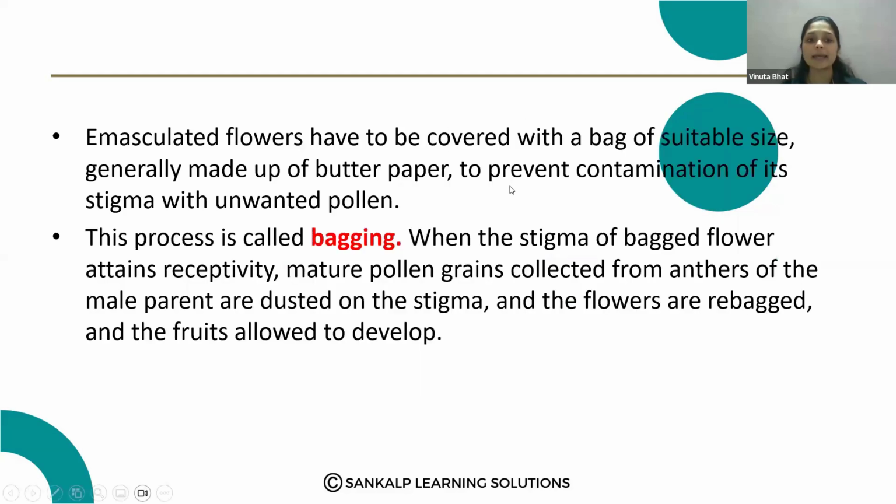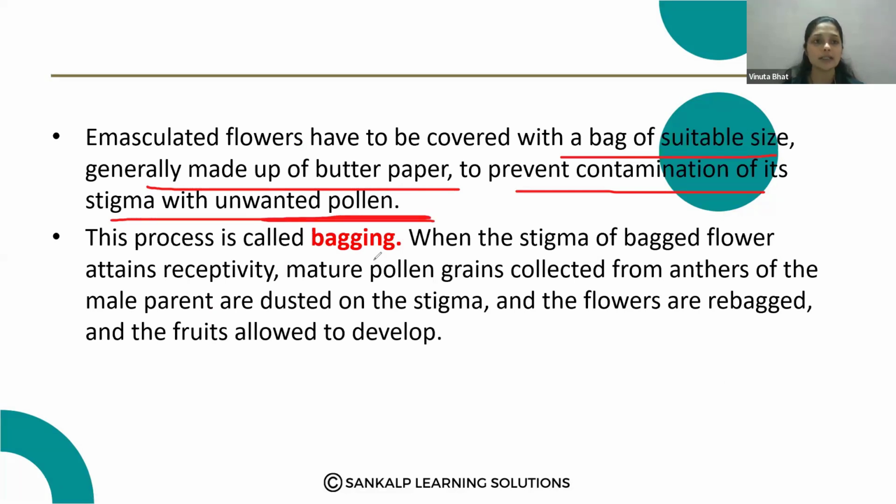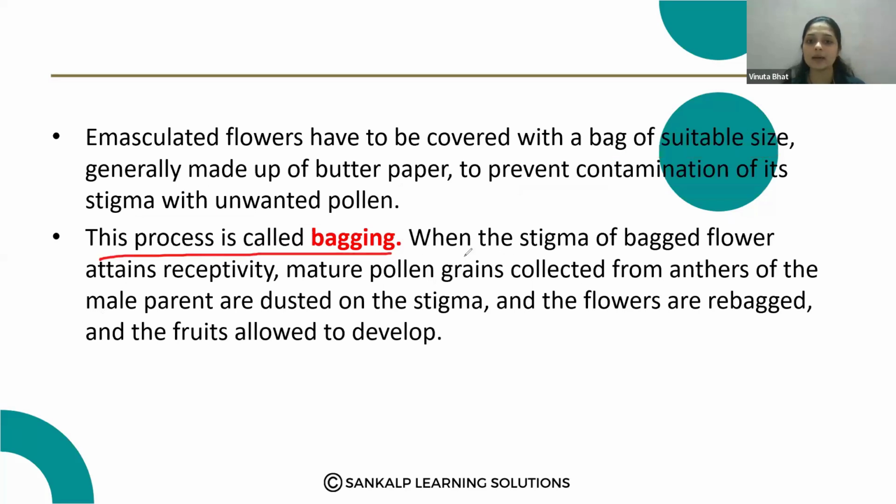After emasculation, what do they do? Bagging. Bagging means the emasculated flowers are covered with a bag of suitable size, generally made up of butter paper, to prevent the contamination of the stigma with unwanted pollen. We must transfer only the desired pollen grain, and no other pollen grains should be transferred. So the emasculated flowers are bagged. That process is called bagging. When the stigma is bagged, the flower attains receptivity. Mature pollen grains are collected from the anthers of the male parent, dusted on the stigma, and the flowers are rebagged again, and the fruits are allowed to develop.